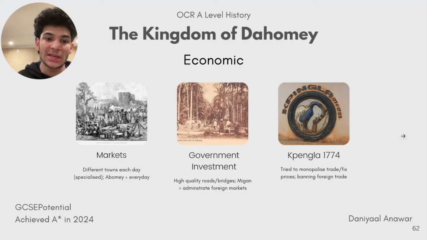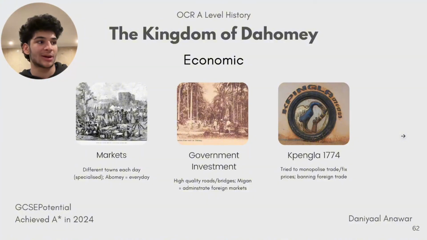As well as that, Dahomey, which was one of the main areas of Dahomey, they had a market every single day. So comparatively, where some markets took place in a town every week and were specialized, instead here we had them every day in one region. So markets were a big part of the trade of Dahomey.